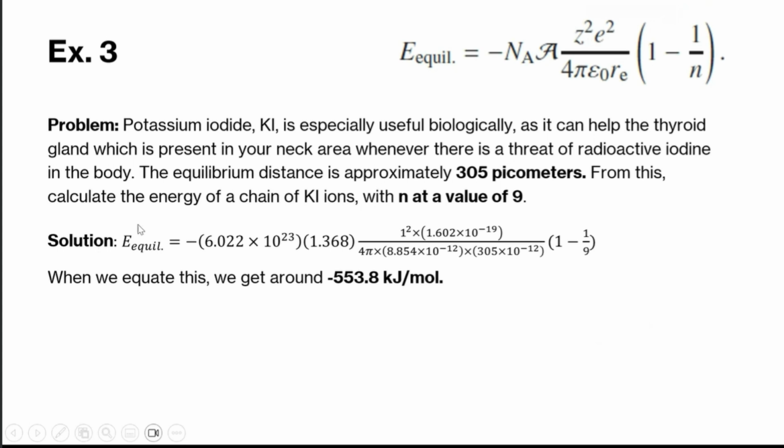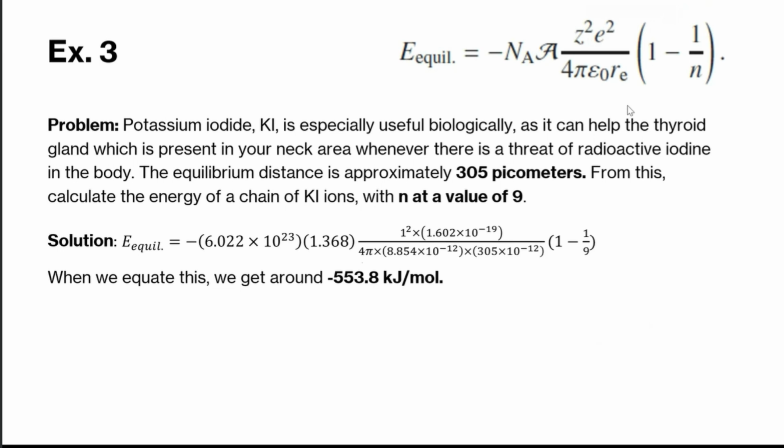So from this, calculate the energy of a chain of ions in potassium iodide, with N at a value of 9. So right here, we have the energy, we have Avogadro's number, the Madelung constant, and Ki, that's just 1. We multiply that by the elementary charge squared, and over that we get 4 pi times epsilon 0, which is basically just the permittivity of free space, times that equilibrium distance. And we multiply all that by 1 minus 1/9.